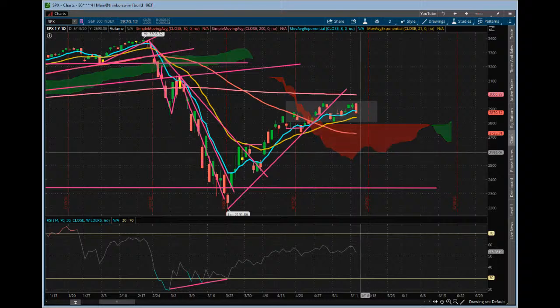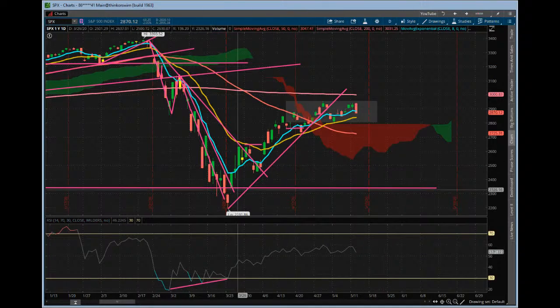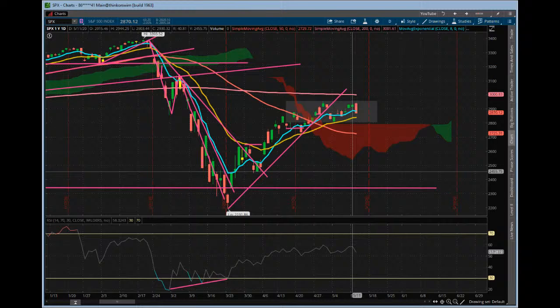Now the bottom of this cloud right here, well, we're already past this level, but below the cloud we could see this open gap. And then if it gets really nasty, we've got this open gap down here, and then we can see how we handle it from there. So pretty interesting stuff there. Let's take a look at the price action today.